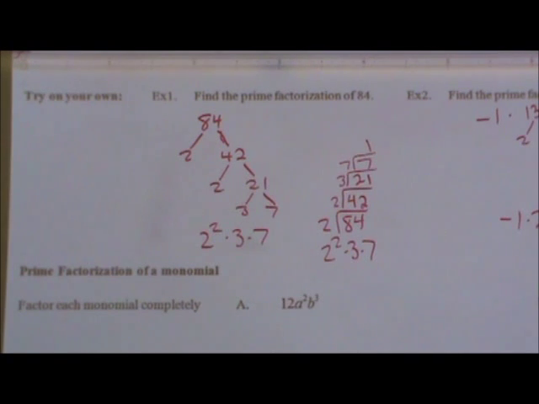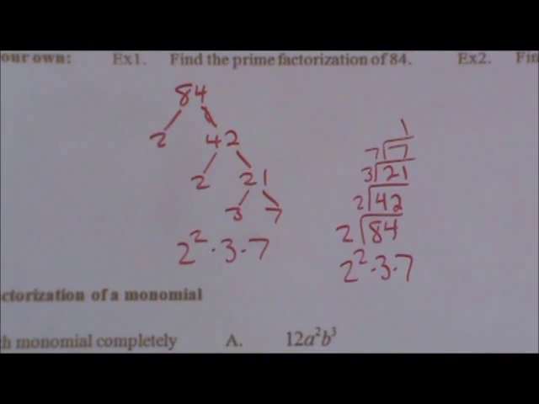Alright. Okay. Now that you have some time to try these, let's see how you did. So the first one, prime factorization of 84. I show both methods here, but if you're going to factor tree, I use 2 and 42 to start, and then 2 and 21, finally 3 and 7, and you get 2 squared times 3 times 7.